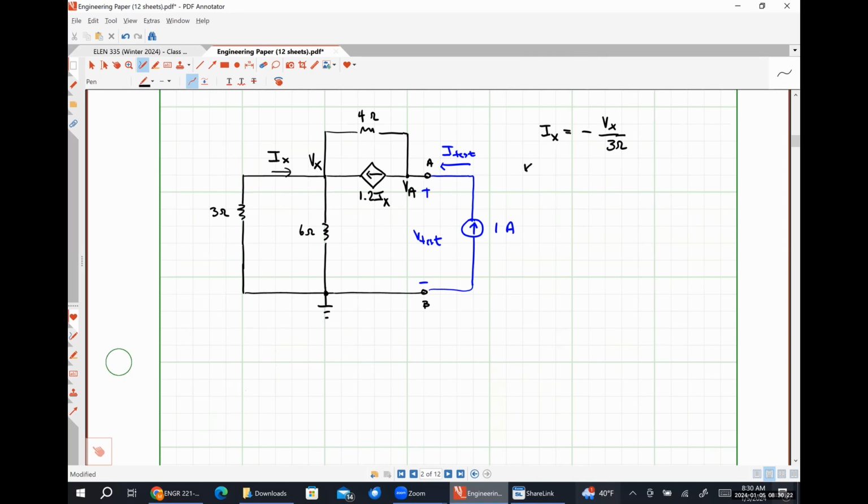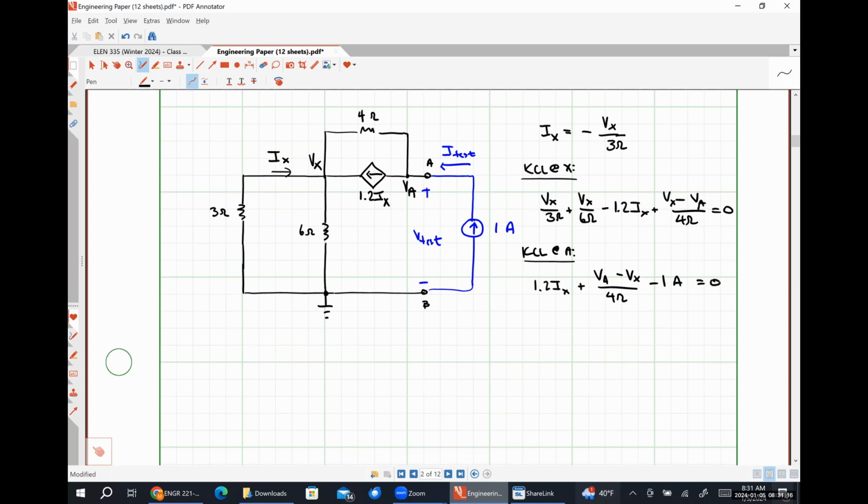All right. Now we can write our KCL equation at node X. So that's going to be Vx over 3 plus Vx over 6 minus 1.2 Ix plus Vx minus Va over 4 ohms is equal to 0. Now we can write our KCL equation at node A. So that's going to look like 1.2 Ix plus Va minus Vx over 4 ohms minus 1 amp is equal to 0. And we now have a 3 equation, 3 unknown system to solve for. And we can see from the jump that VA is the same thing as V test.